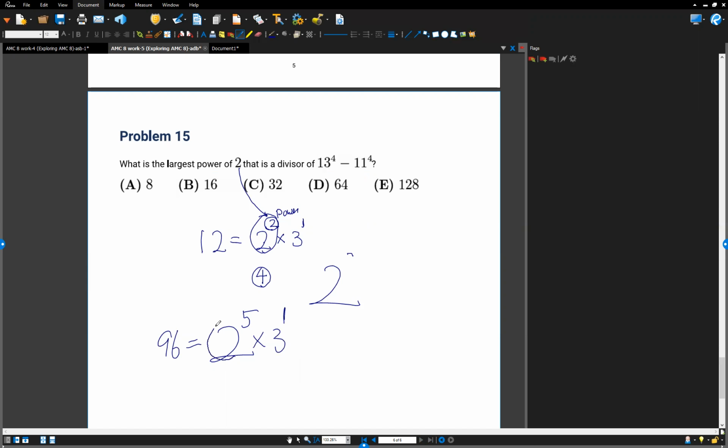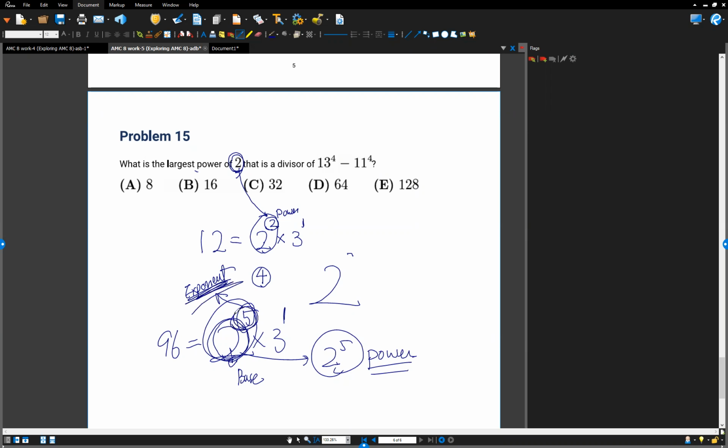Yeah, that is prime number 2. This number 5 is called the exponent. This number 2 is the base. The base should be prime because they give numbers already. When you calculate 2 to the 5, the whole thing we call the power. You see the difference? This is the exponent over here. This number is what we call the base. The whole thing is called the power.